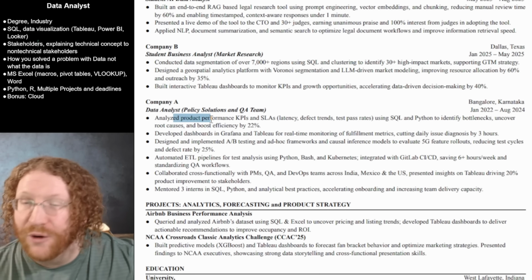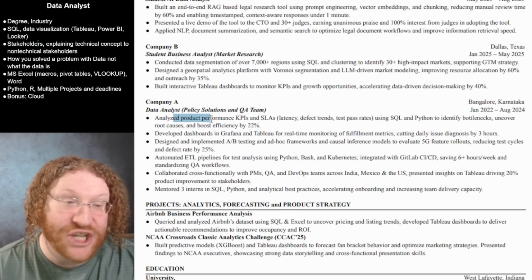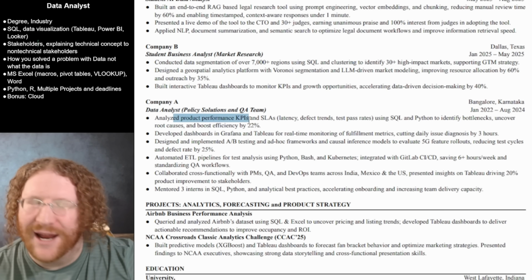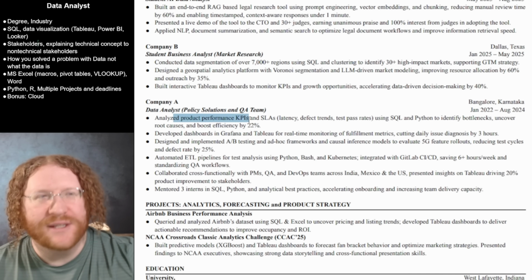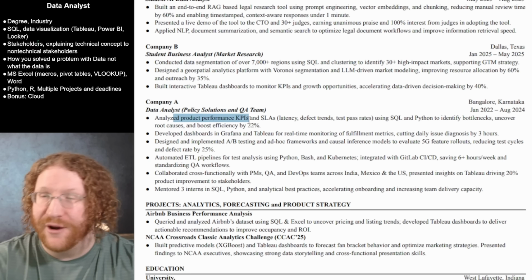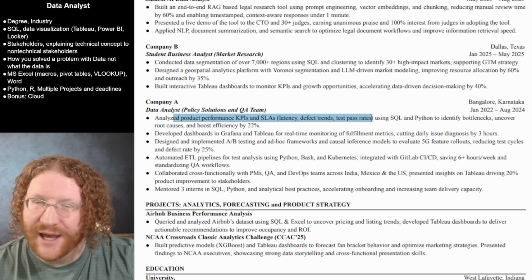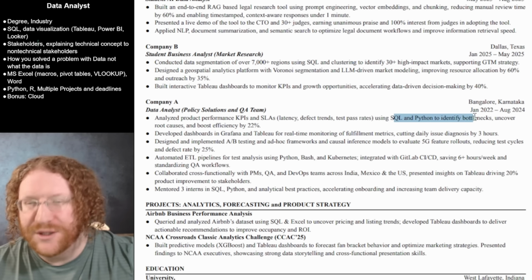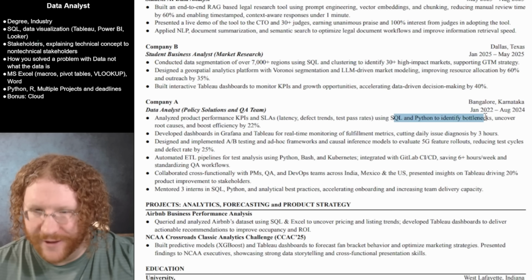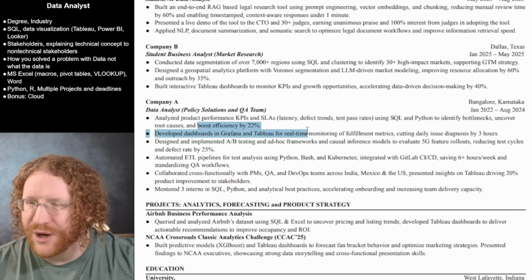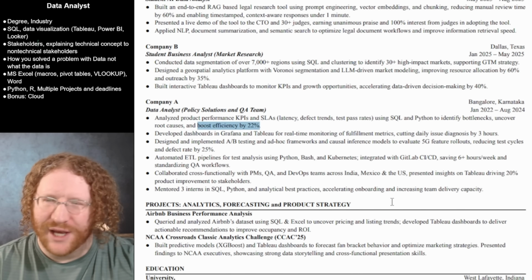Now we go down to here, which again, if you noticed, I didn't even get a chance to go to. Analyze product performance KPIs. Again, everybody's focused on KPIs. This is not something that they really want from data analysts. There's some other roles that care about it, but not this. And SLAs, don't care about. Using good SQL and Python. Okay, good. To identify bottlenecks. Okay, that's fine. And uncover root causes. Good. And what do you mean efficiency by 22%? I don't know what that means.